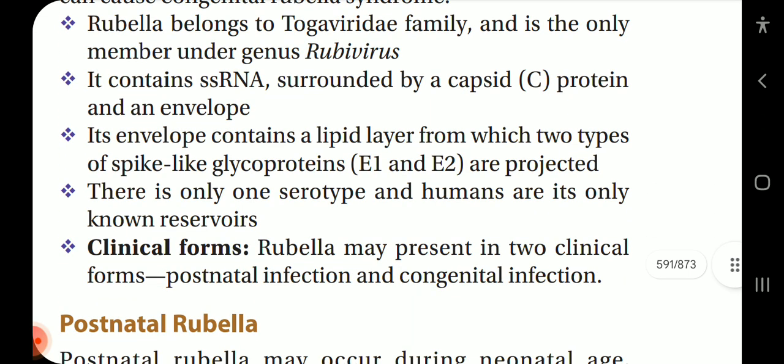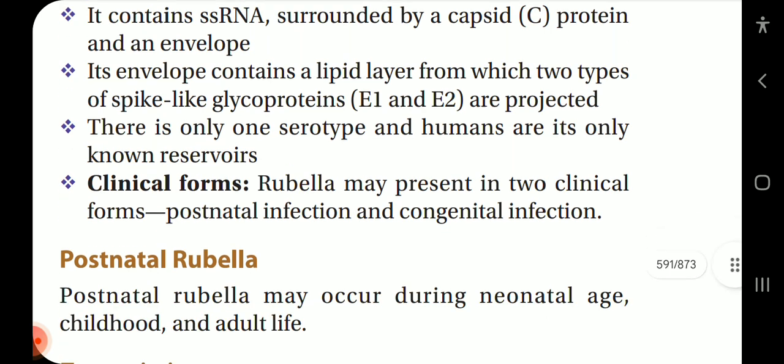Rubella belongs to the Togaviridae family and is the only member under the genus Rubivirus. It contains ssRNA surrounded by capsid protein and an envelope. Its envelope contains a lipid layer from which 2 types of spike-like glycoproteins, E1 and E2, are projected. There is only one serotype and humans are its only known reservoirs.